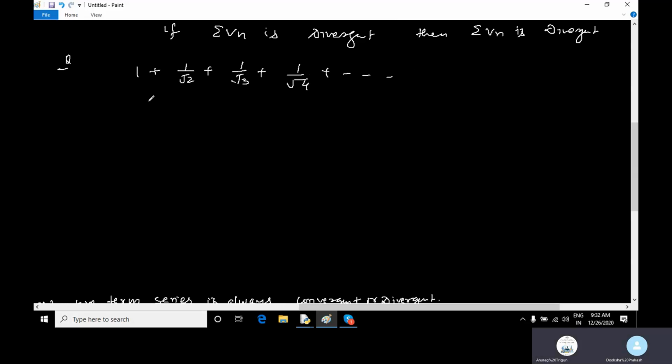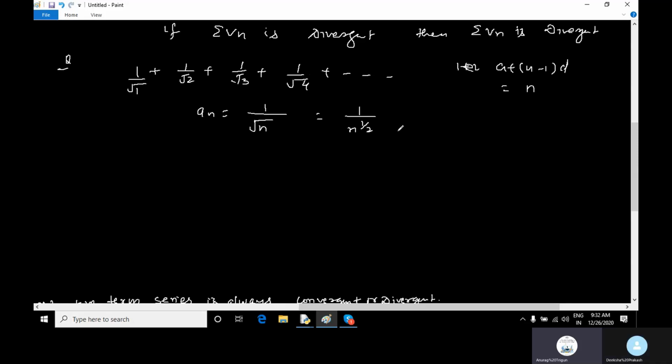So 1 by 1, I can write as 1 by root 1. Root 1 is the same only, right? So what will be the nth term? Tell me. 1 by root n, because an AP is there: 1, 2, 3, 4 and so on. If you apply a plus n minus 1 into d, you'll get n. So root n. Now you can write 1 by root n as n to the power of half, right?